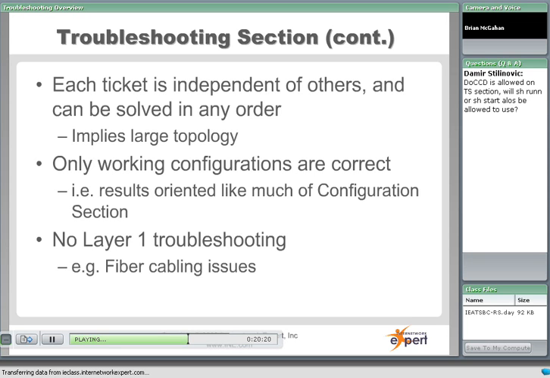Now, next point here is that there are going to be no layer 1 troubleshooting issues. So you don't need to deal with cabling or physical device module or WIC problems or memory problems. We're mainly going to be focusing on layer 2 WAN, layer 3 routing, and above.